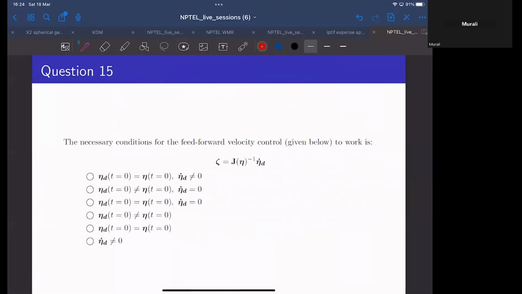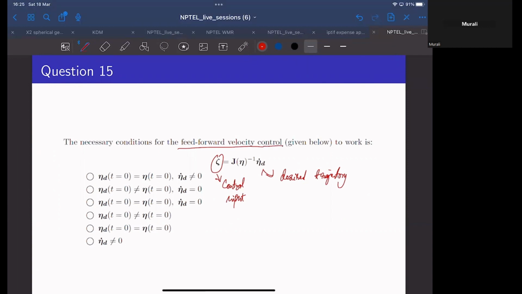Moving on to question 15, it says the necessary conditions for feed forward velocity control to work is. This is basically the feed forward control. And this is the control input. And this is the desired trajectory. Or in case of a set point control, it would not be a function of time, it would be simply eta desired. So what is the necessary condition for a feed forward velocity control to work, right?